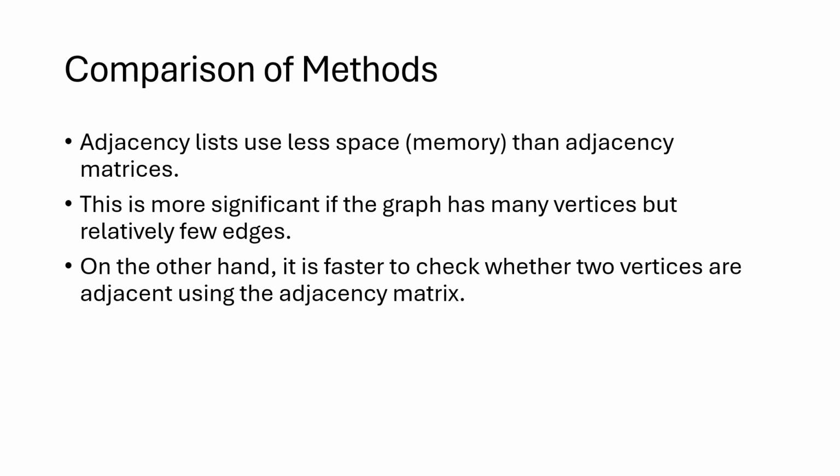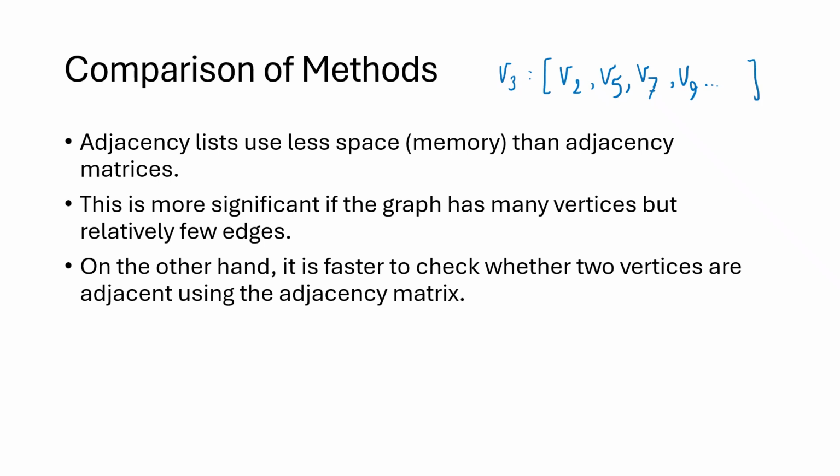On the other hand, with adjacency lists, it may take a while to figure that out. So for example, let's say you have V3 here, and let's say your graph has 20 vertices. So in that case, when we want to know whether there is an edge from V3 to say V17, we need to look at the list. And it could be that in this list we have V2, V5, V7, V9, and so on.